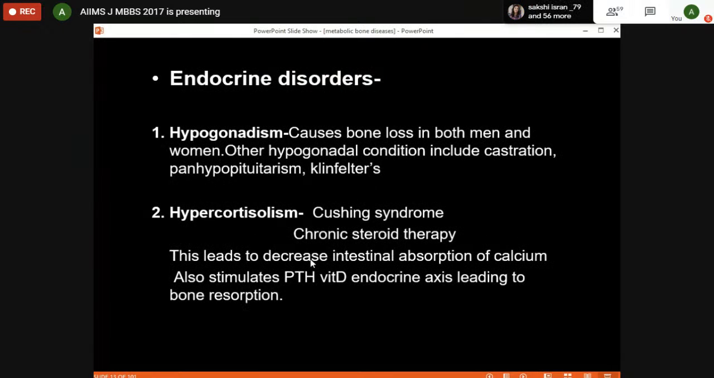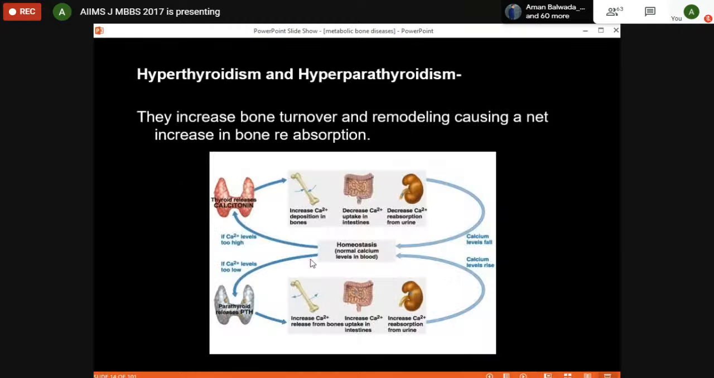Some endocrine disorders like hypogonadism cause bone loss in both men and women, and other disorders like panhypopituitarism and Klinefelter syndrome also cause the same thing. Hypercortisolism, like Cushing syndrome or chronic steroid therapy, leads to decreased intestinal absorption of calcium and also stimulates the parathyroid vitamin D endocrine axis, leading to bone resorption. Here you can see how hyperthyroidism and hyperparathyroidism increase bone turnover and remodeling, causing a net increase in bone resorption. In this way, they increase the calcium amount in the serum, but decrease the BMD of the bone.